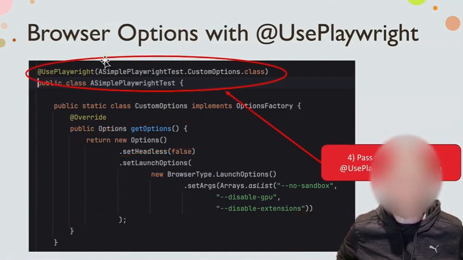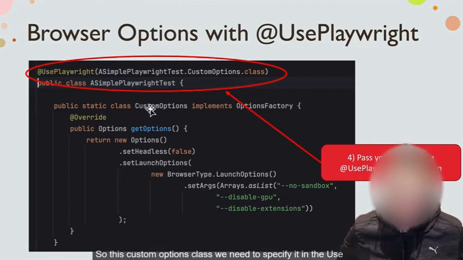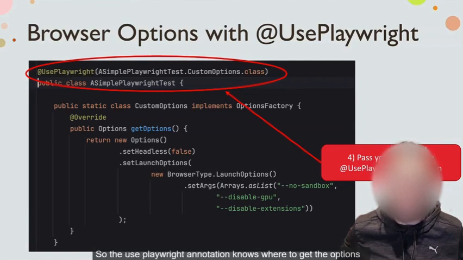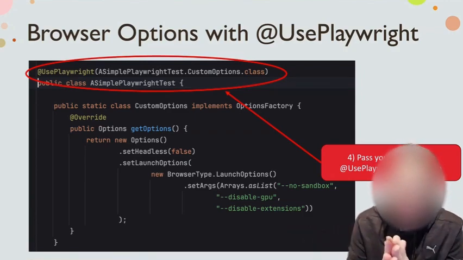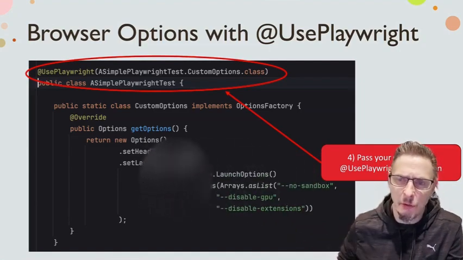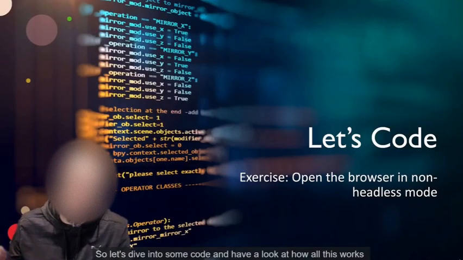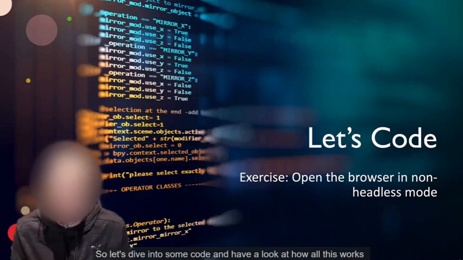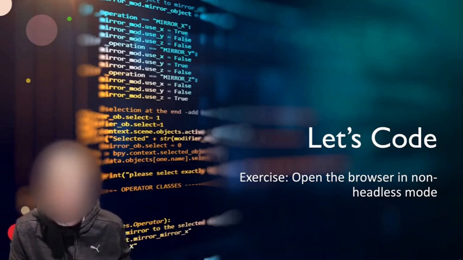Then what we need to do is set up this particular class. So this custom options class, we need to specify it in the UsePlaywright annotation, so the UsePlaywright annotation knows where to get the options from. So it's a little bit more complicated, but once you know how to do it, it's not really a big deal. So let's dive into some code and have a look at how all this works in practice.